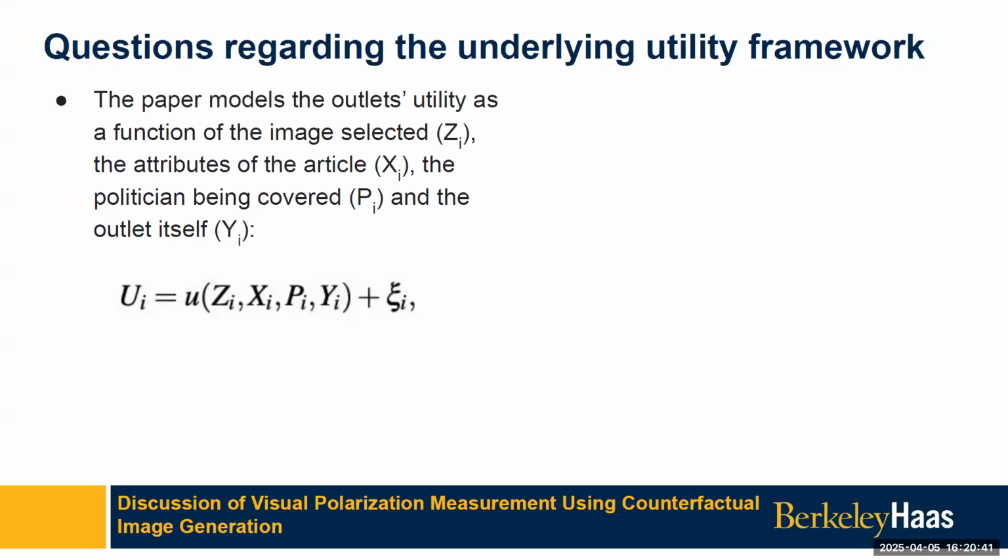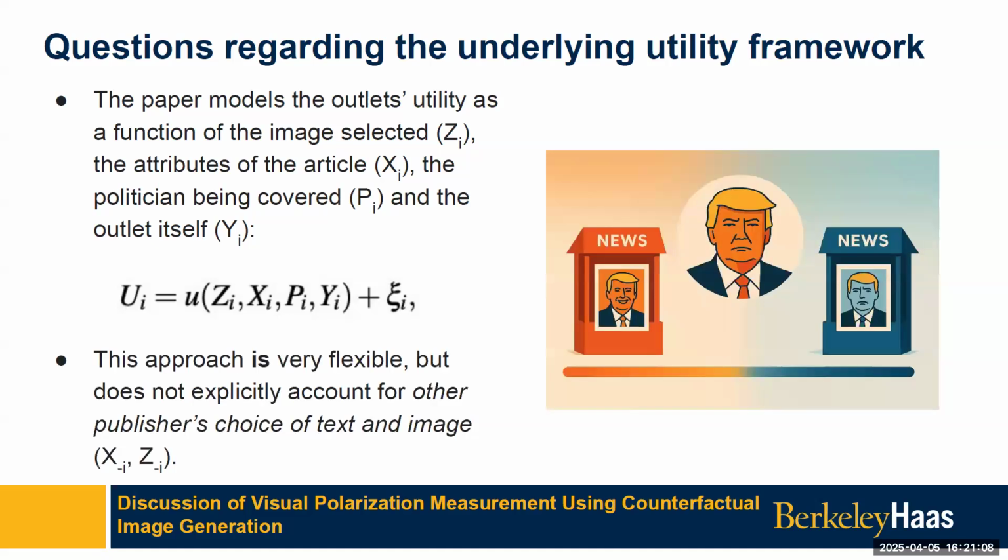So one is thinking about the utility framework that's underlying the entire paper. We mentioned that the paper models each outlet's utility as this very flexible function. That's basically a function of the image that is selected, so that's I, the attributes of the article, so the text, the title, things like that, X_i, the politician being covered, P, and then the outlet itself that's covering the particular politician in the story, Y. The approach is very flexible, but one thing that it doesn't explicitly account for is other publishers' choices of text and image for the same event that's being covered.